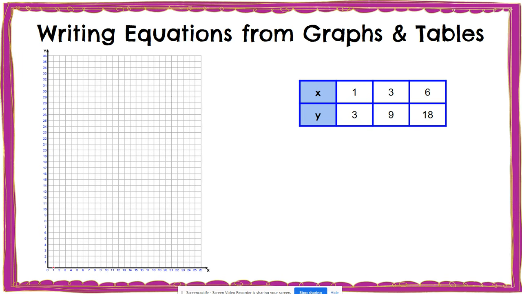So my first x value is 1, so I'll go to 1 on my x-axis, and that corresponding y value is 3, so I'm going to go up to 3 on my y-axis, and I'm going to put a point. My next x value is 3, and the y value that corresponds to 3 is 9, so I'm going to go to (3, 9) and put a point. My final ordered pair is where x is 6 and y is 18. Well, I can see from looking at this that this looks like it would be a straight line.